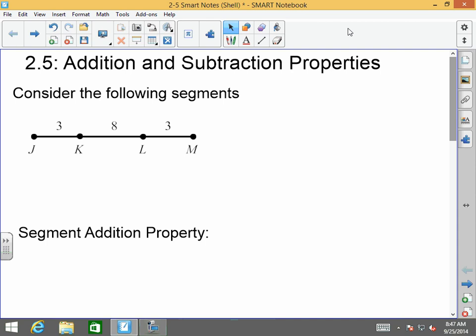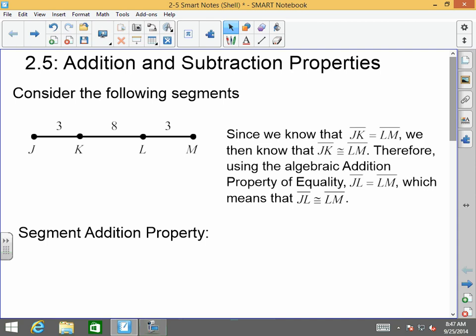Consider the following segments, guys. We have JK is 3. We have KL is 8. We have LM is 3. In total, if you add them all together, JM would be 14. Now let's think about what we know here.